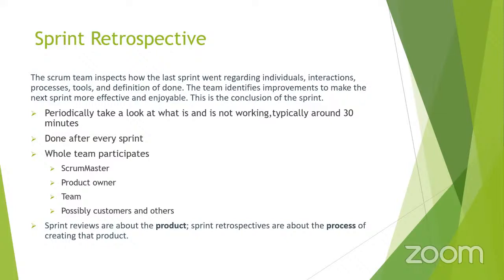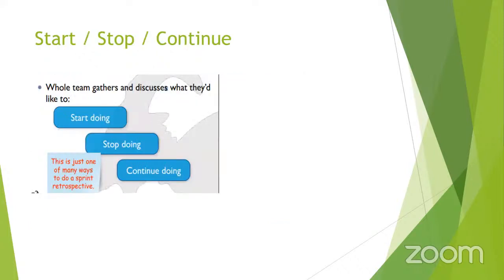So we talked about sprint reviews. They are about the product, whereas retrospectives are about the process of creating that product. Mostly in the sprint retrospective, we will discuss what we can do, what we are not doing correctly, and what we can continue doing. So it is mostly like start, stop, and continue. This is just the way that we follow in our organization.